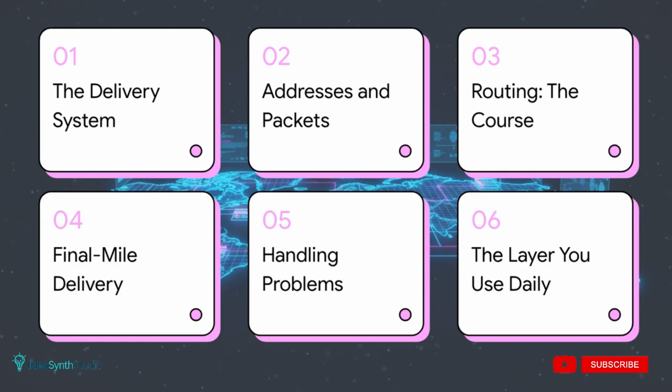So here's our game plan. First, we'll look at the big picture, the internet's delivery system. Then, we'll zoom in on the digital addresses and packages our data gets stuffed into. After that, we'll follow a packet on its journey, see how it makes that tricky final delivery, and figure out what happens when things go wrong. And finally, we'll tie it all back to how this powers everything you do online.